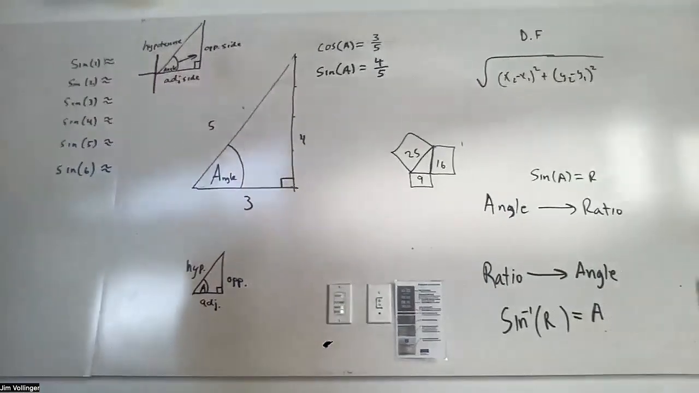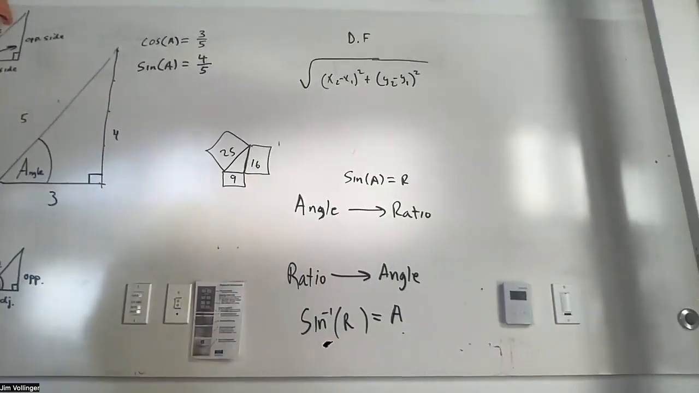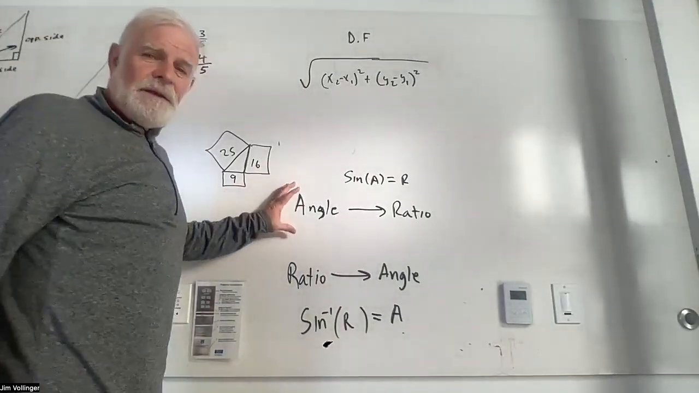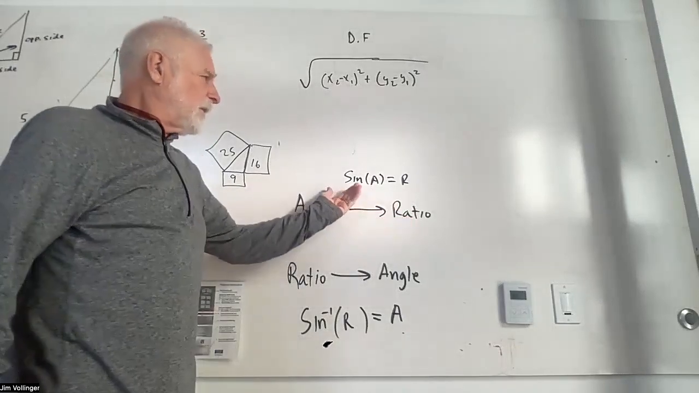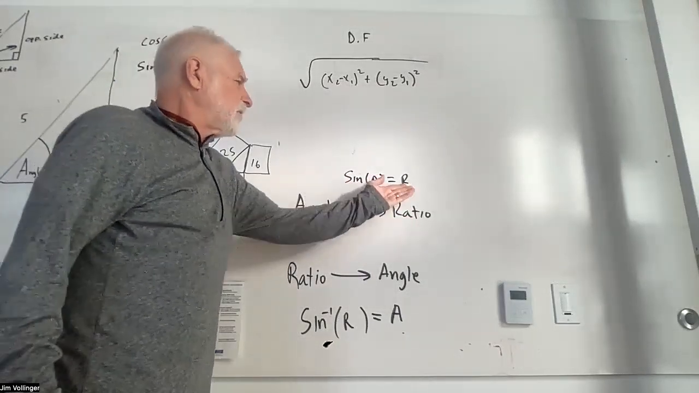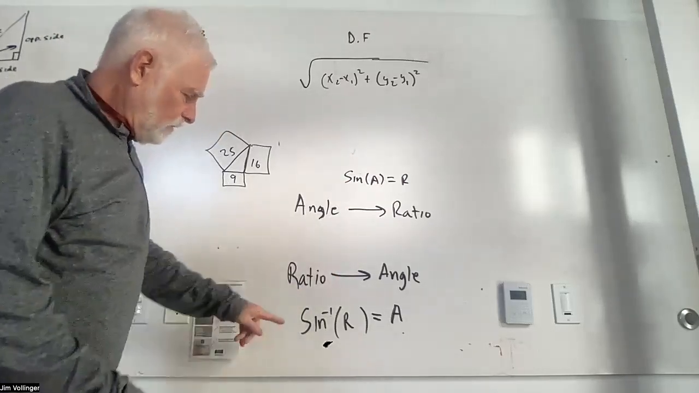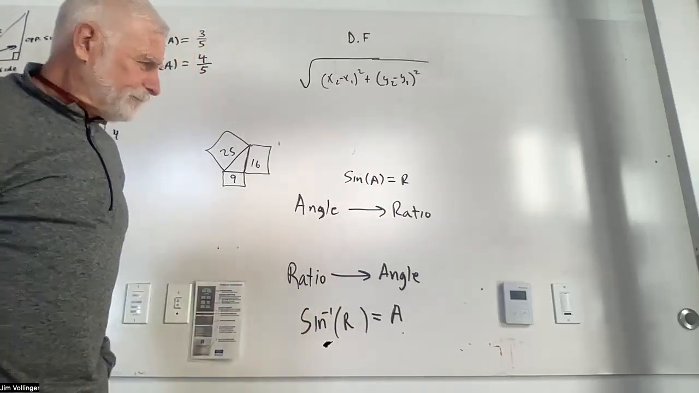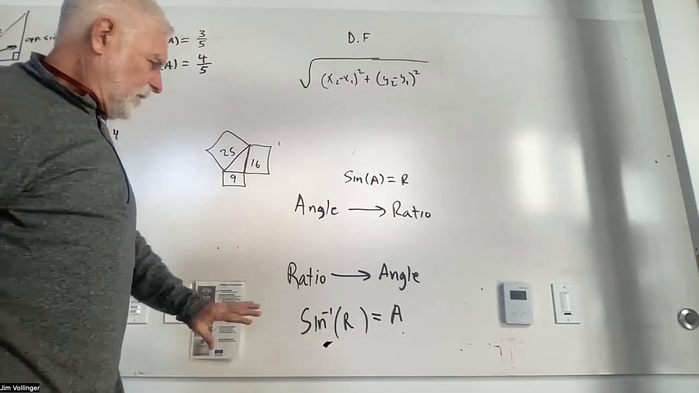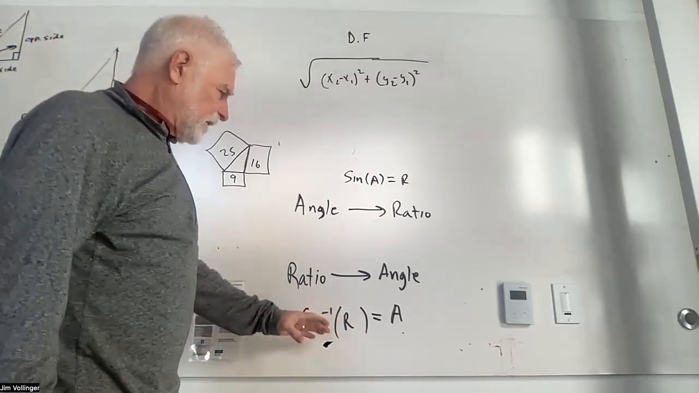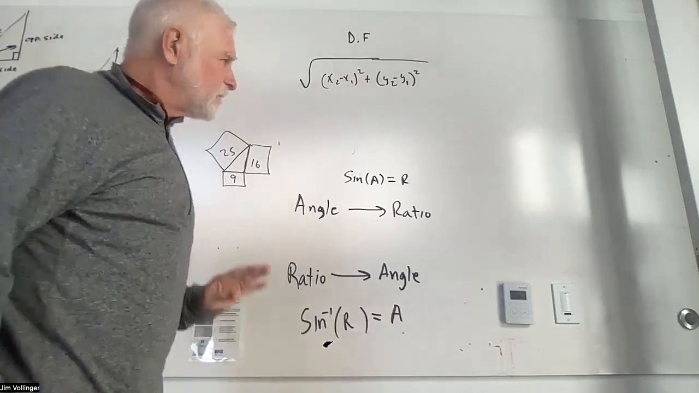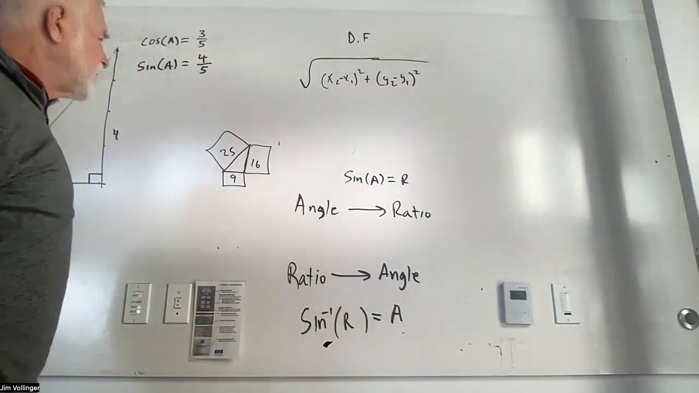Just another quick comment here. In trig, we're basically looking at this: I give you an angle, you give me a ratio. That language is, the sine of an angle is a ratio. If we go from ratio to angle, then we're looking at inverse terminology. And so the arcsine, or the inverse sine, of a ratio gets us an angle. I just want to state that, plant some seeds.